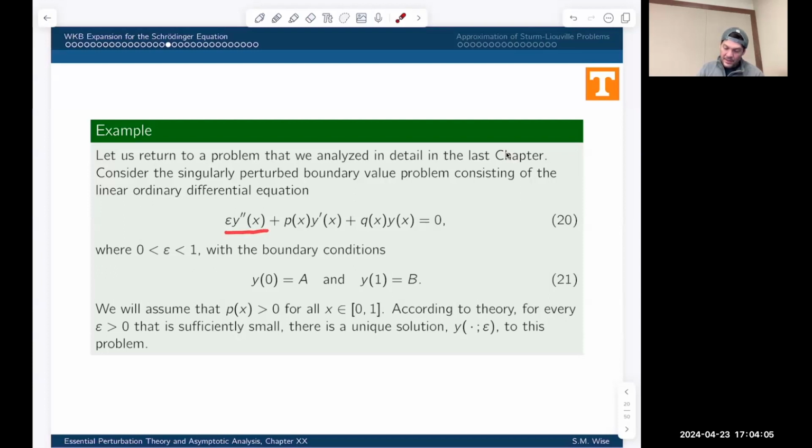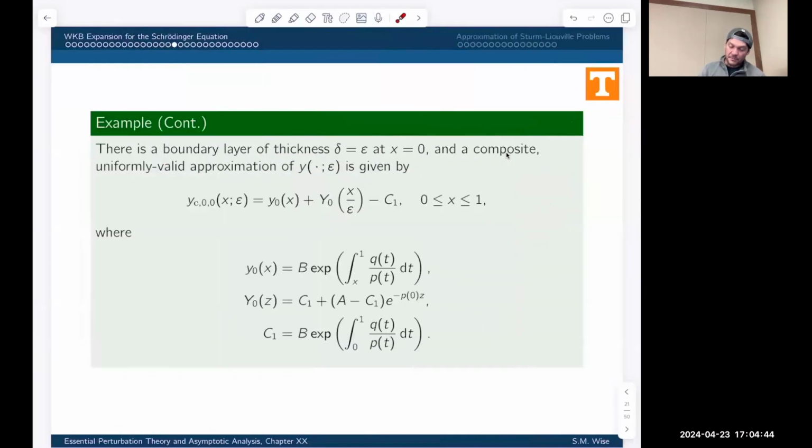Epsilon y double prime plus p of x y prime of x plus q of x y of x equals 0, with epsilon between 0 and 1, but of course epsilon should be a small parameter, and then generic boundary conditions. So let's assume, as we did before, that p of x is greater than 0 for all x in [0,1]. I forgot to say here that p of x should be a continuous function, but that's maybe understood. According to our theory, for every epsilon small enough, there's a unique solution to our problem. We showed that with theory.